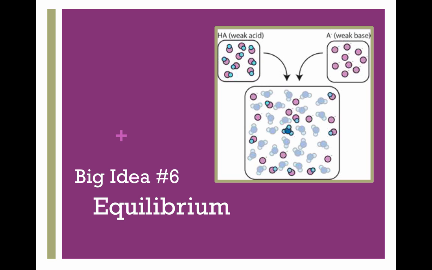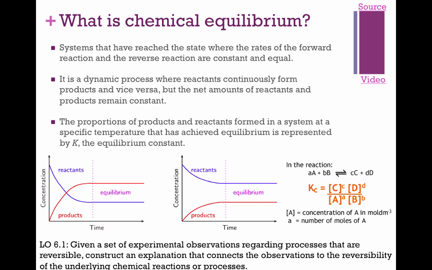With equilibrium, this is the last of 6 big ideas, and so this encompasses all of equilibrium, all the way from general equilibrium to acids and bases to Ksp. So just a quick reminder of what is equilibrium. Equilibrium is where your forward rate and your reverse rate are equal. The rate of your forward reaction and the rate of your reverse reaction are equal and constant, so there's no changing the reaction rates once you've hit equilibrium.